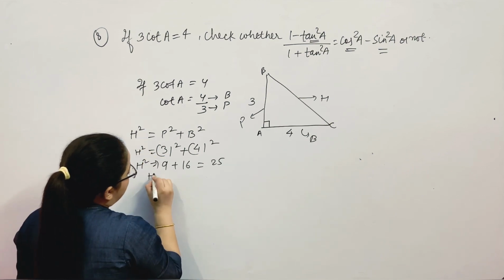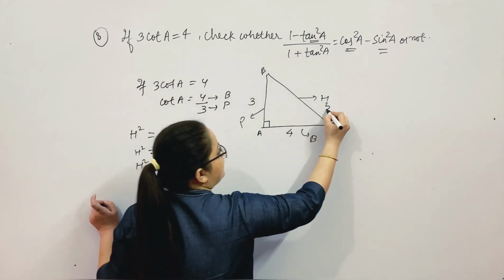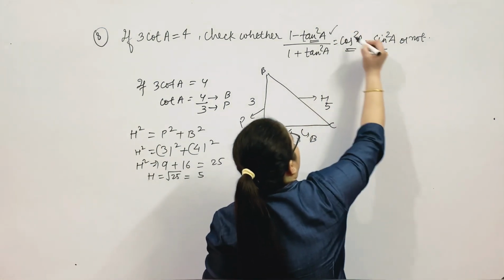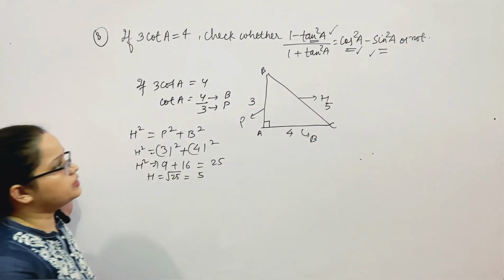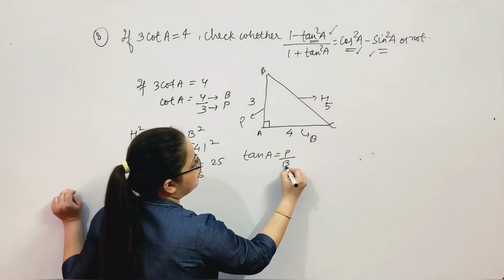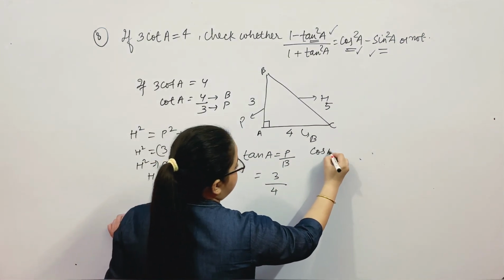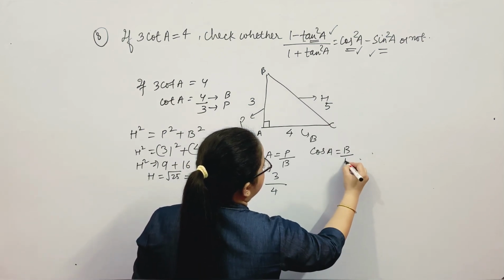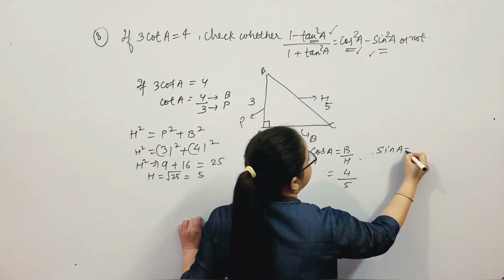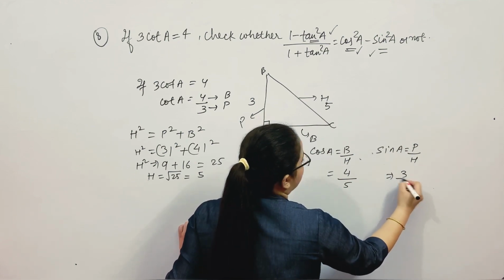And hypotenuse is root of 25, that is 5. So we got the hypotenuse 5. Now we don't need to do anything else, we just need to find the values of tan A, cos A and sin A and evaluate. So tan A is perpendicular over base. Perpendicular is 3 over base is 4. Similarly, cos A is base over hypotenuse, that means 4 over 5. And sin A is perpendicular over hypotenuse, that means 3 over 5.